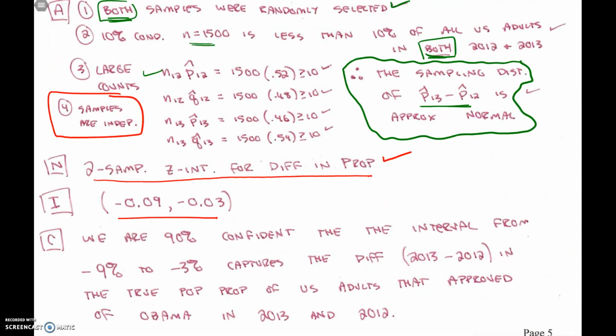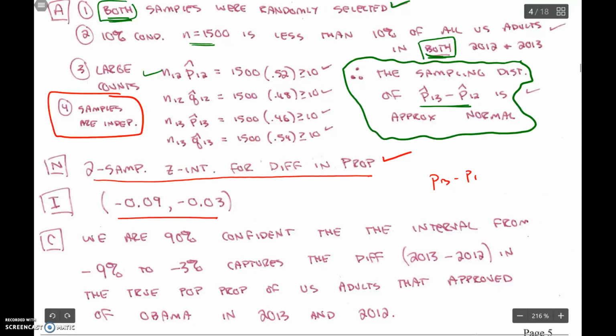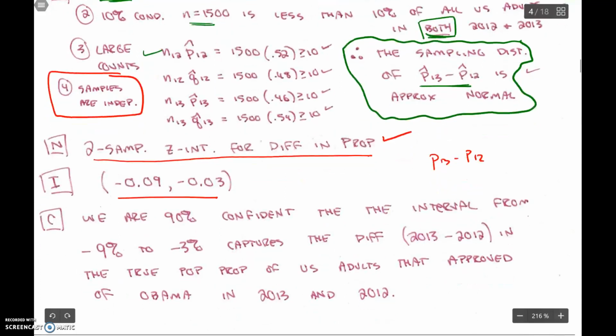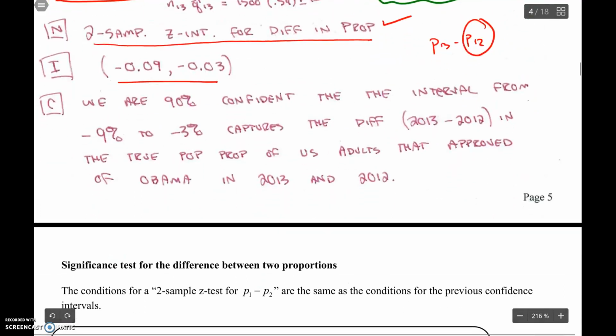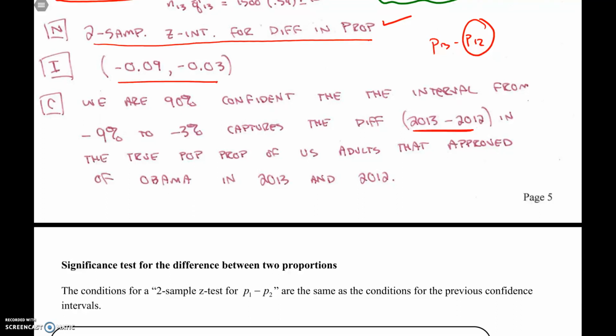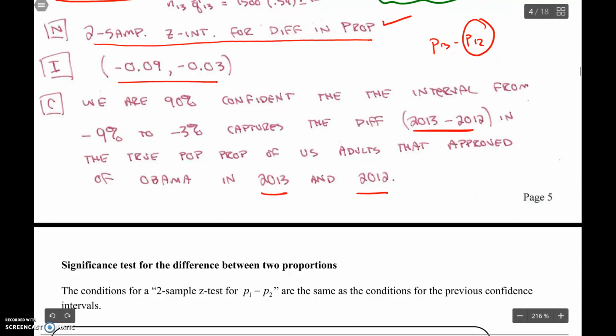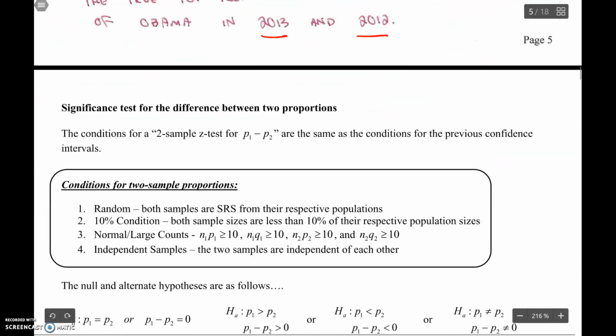So what that means is, because we're going P13 minus P12, that means P12 could be 3 percentage points bigger than P13, or P12 could be up to 9 percentage points bigger than P13. So it looks like there is a difference here, because 0 is not in the interval. Interpretation: we are 90% confident that the interval from negative 9% to negative 3% captures the difference. Make sure you state the difference in the true population proportion of U.S. adults that approved of Obama in 2013 and 2012. So that's the entire procedure for a confidence interval.